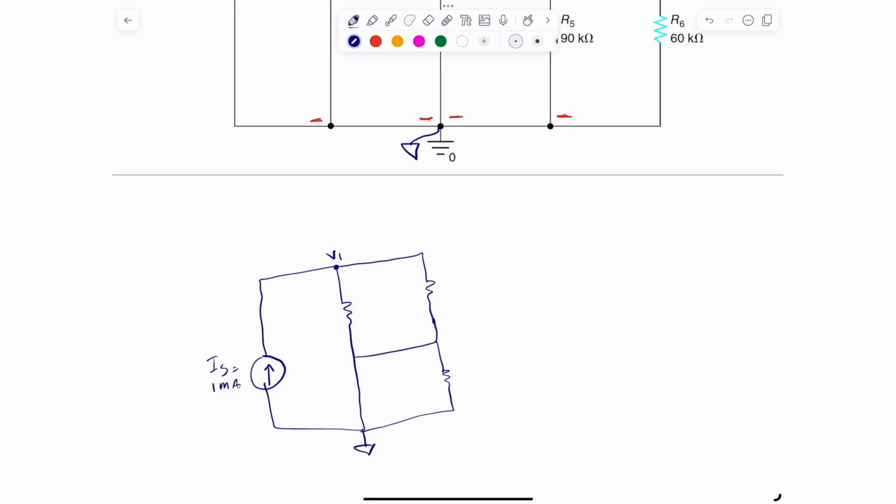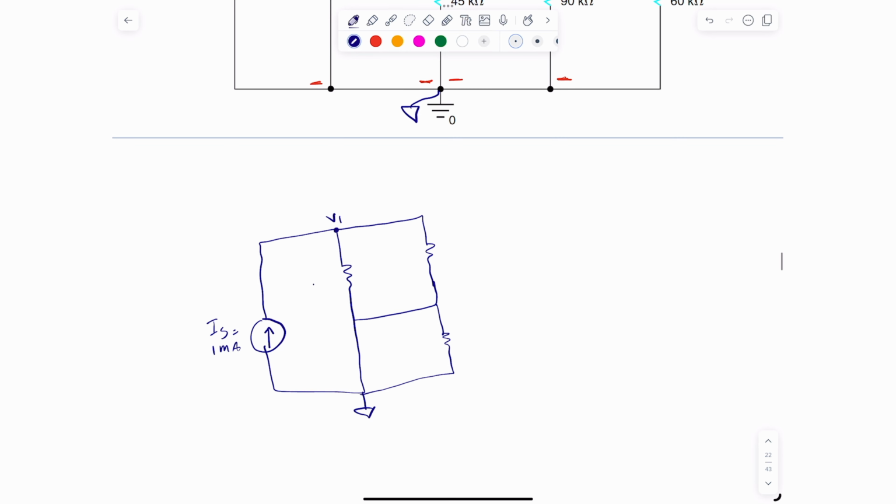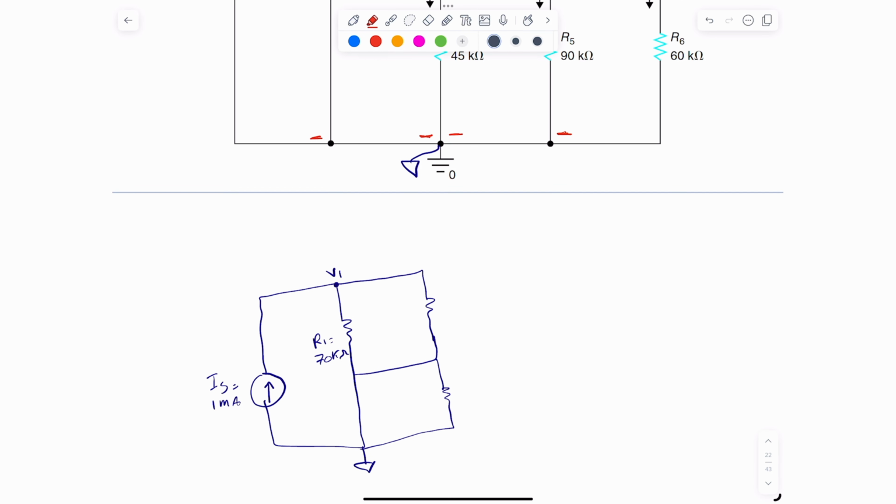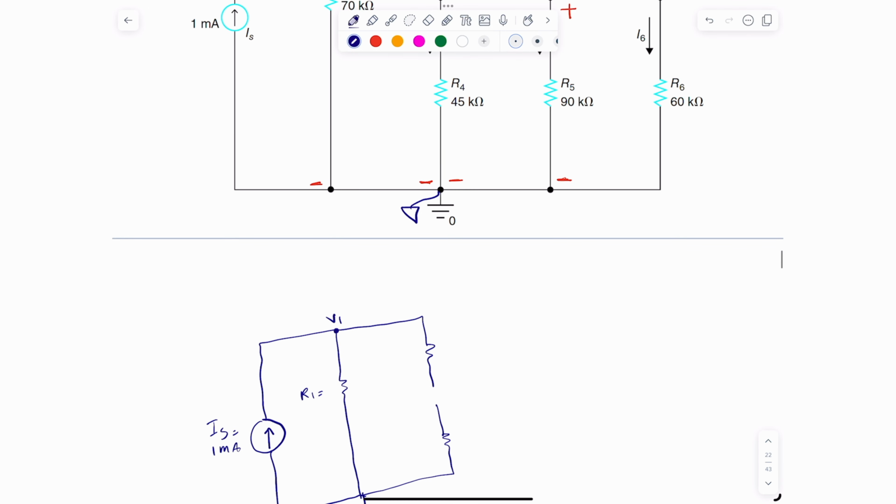All right, and what we have in here is R1, which equals 70 kilo ohms. And I think I made a mistake in here. Let me just correct it. This happens when you scroll up and down. So for V1, we have simply R1, and that's basically the 70 kilo ohms.